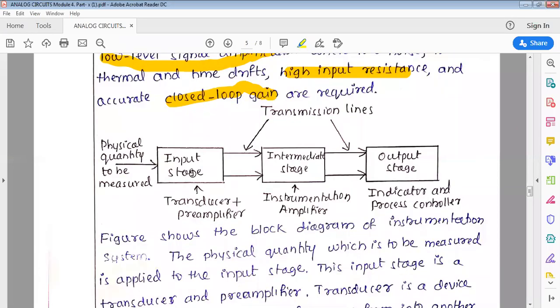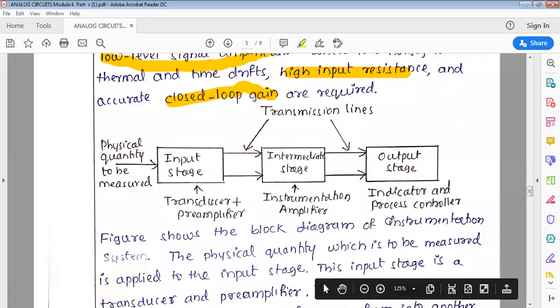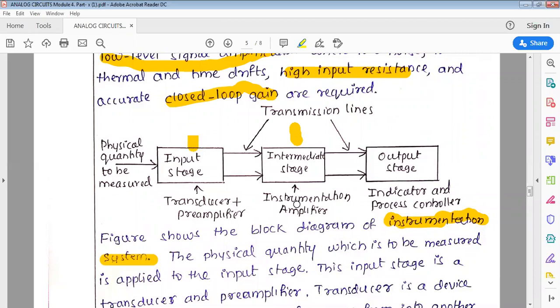Now this figure shows the basic block diagram of the instrumentation system. What are the different stages we have here in this diagram? There is one input stage, one intermediate stage, and one output stage. The instrumentation system is used to measure any physical quantity. So the physical quantity which is to be measured is applied to the first stage, that is the input stage. And what does that input stage comprise of? It comprises a transducer and a preamplifier.